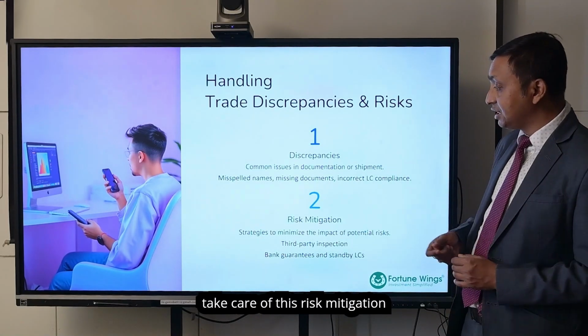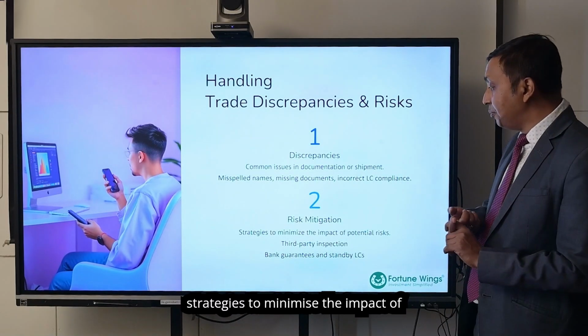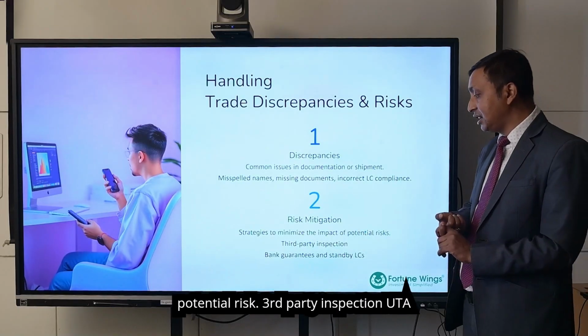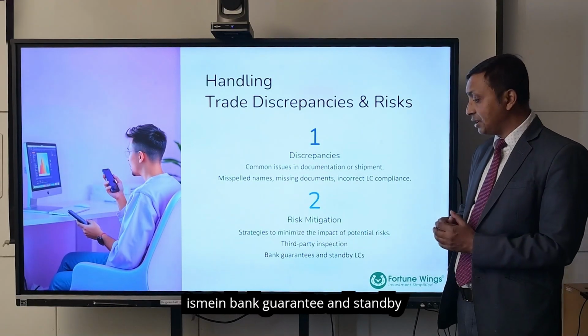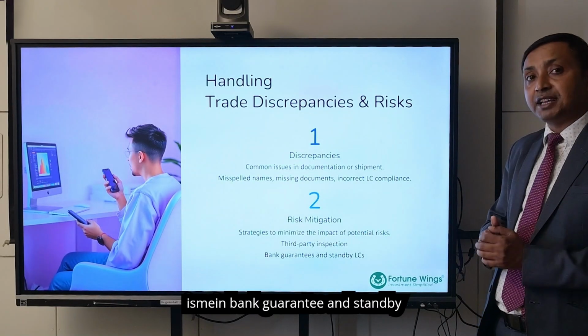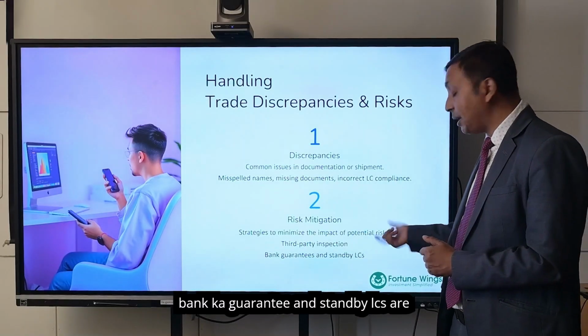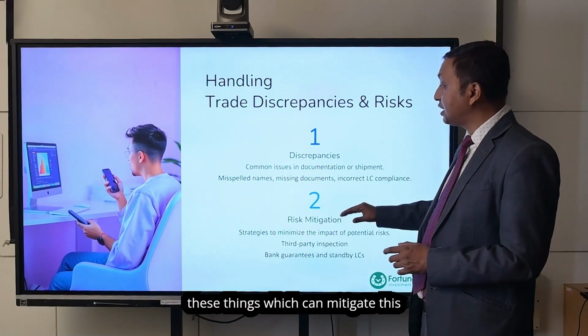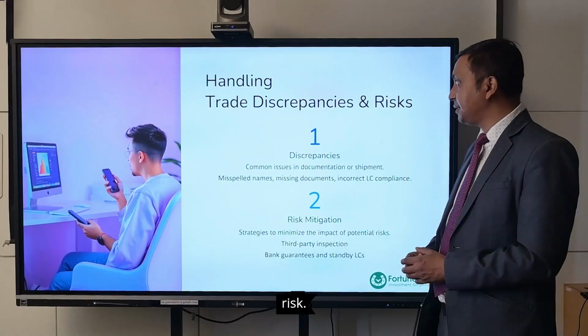This is risk mitigation: strategize to minimize the impact of potential risk. Third party inspection is done in this. Bank guarantee and standby LC. Bank guarantees and standby LCs are the things which can mitigate this risk.